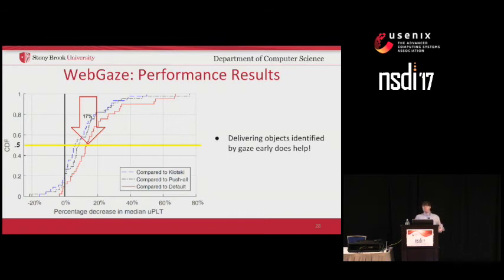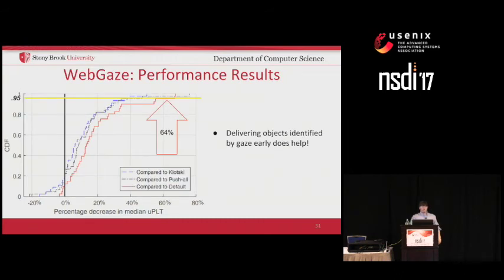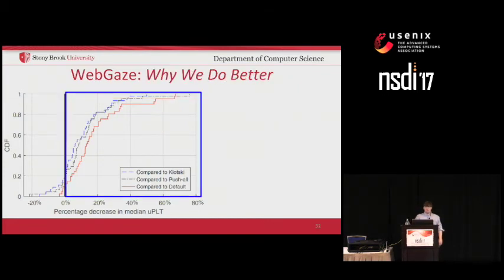Specifically, we improve over the default by 17% at the median, 12% over the push-all approach at the median, and 9% over the state-of-the-art at the median. If we move to the 95th percentiles, we can see improvements up to 64% over the default. And if you'd like to see case-by-case studies, as well as comparisons to the traditional PLT metrics which we mentioned at the beginning of the talk, these are also contained within the paper.